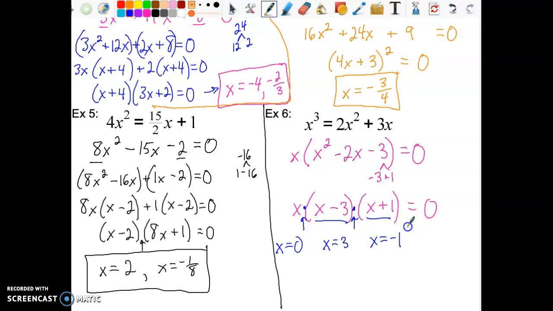So now we have 3 answers. So it's not really a big deal if we have more than one product. Just set every piece equal to 0. And again, feel free to pause before I move on to the next page.